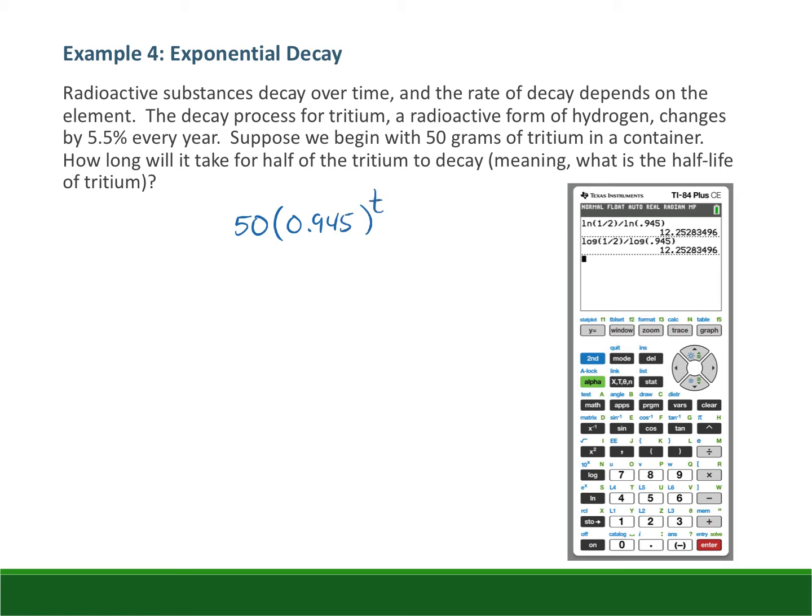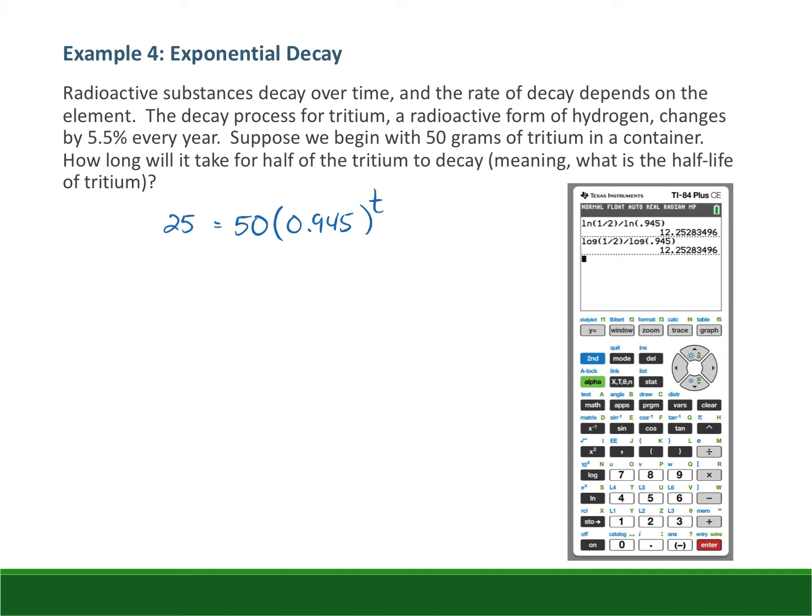Raise it to the t power, where t is the time in years since we first started looking at this tritium. Okay, so we want to know what is the half-life, meaning we want to solve for t. How long does it take for 50 grams of tritium to become half of itself? So half of itself means to go from 50 grams to 25 grams.